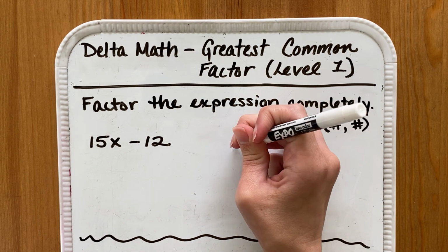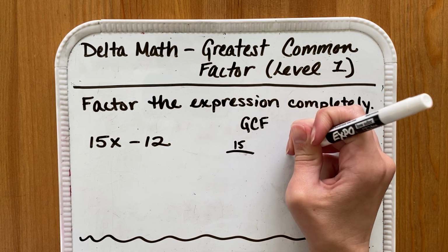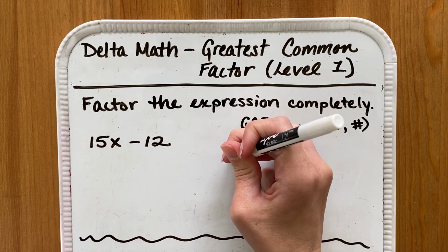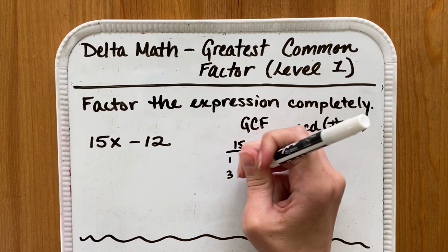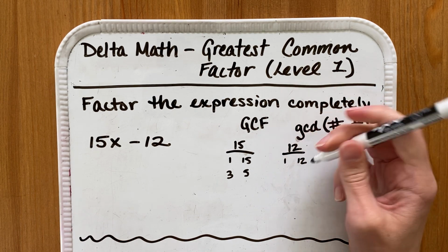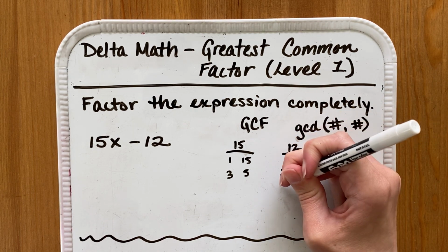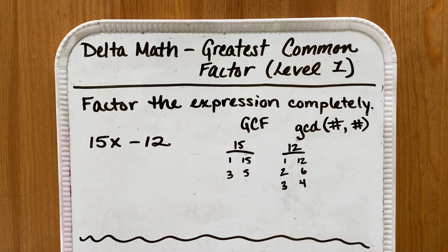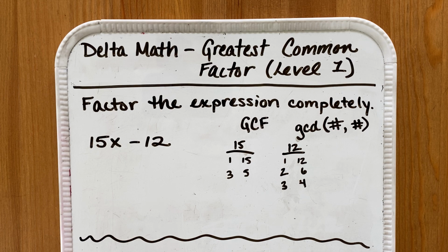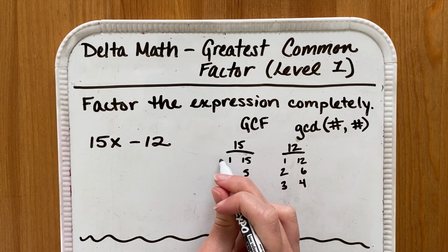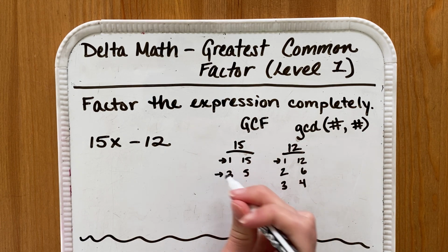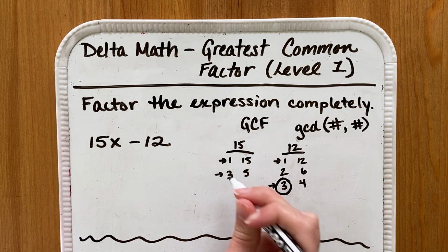Ultimately, what's happening with greatest common factor is you take your two numbers and you make a list of all the things that multiply to be that number. So like 1 and 15, 3 and 5 for 15. For 12, it's 1 and 12, 2 and 6, and 3 and 4. So all of these numbers multiply to be these, and we're looking for the biggest number that appears on both lists. So although 1 appears on both lists and it is a common factor, 3 is the biggest number that both of those have in common.